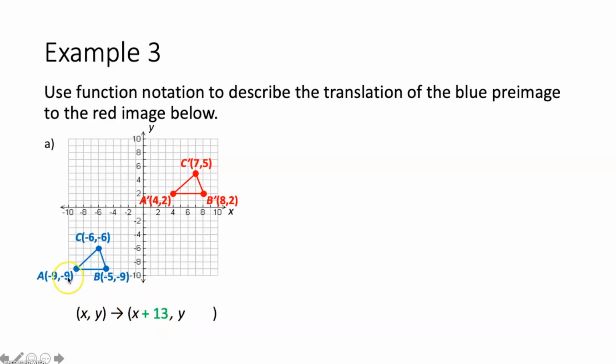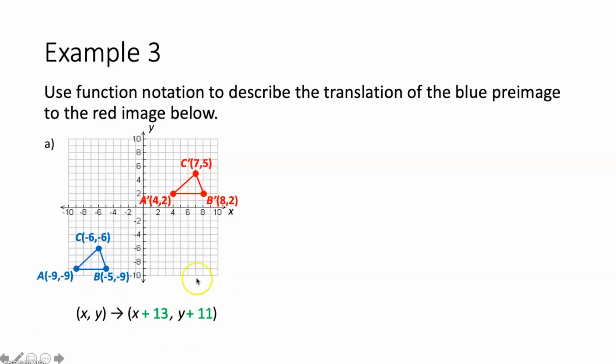What about the y-coordinates? What do I have to add or subtract to the y-coordinates to get the y-coordinates in my image? Well, going from A to A prime, I'm going from a -9 y-coordinate to a +2 y-coordinate. So I'm adding 11. What about B to B prime? I'm going from -9 to 2. So again, adding 11. And then from C to C prime, I'm going from -6 to +5. So again, adding 11. So let's see if that checks out.